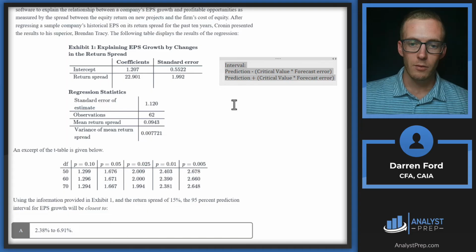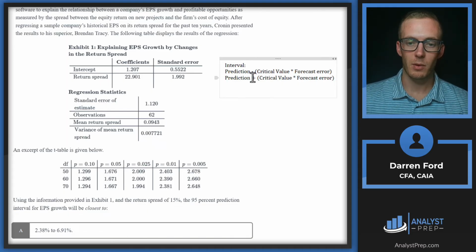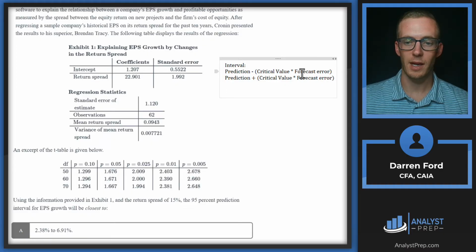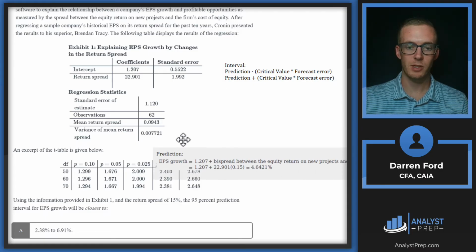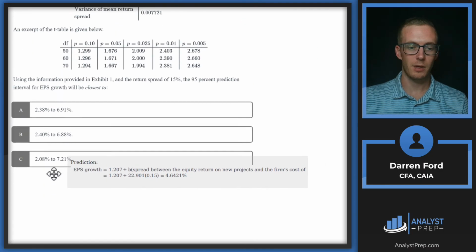So for our confidence interval, there's going to be 3 main components here. We've got our prediction, which is going to come from the regression analysis, these coefficients, the spread, and then what the company-specific return spread is. And then we're going to have our critical value, which will derive from the t-table, and then forecast error, which we're going to pull from a specific formula and then basically plug in a bunch of these numbers to it. So, starting with the prediction variable, this is going to come from the regression like we mentioned. I'll bring it down here so we have enough room.